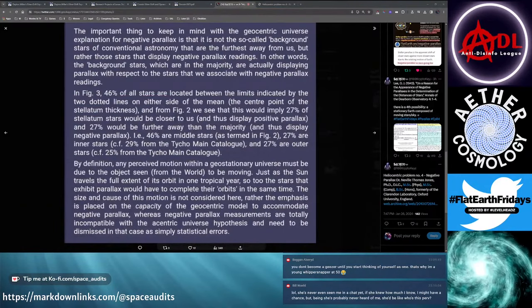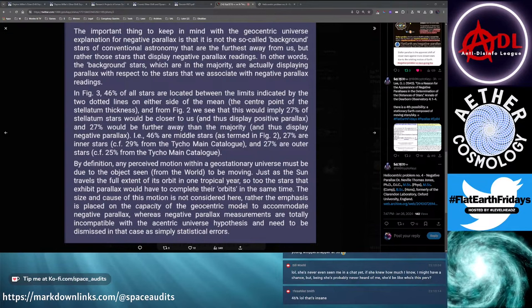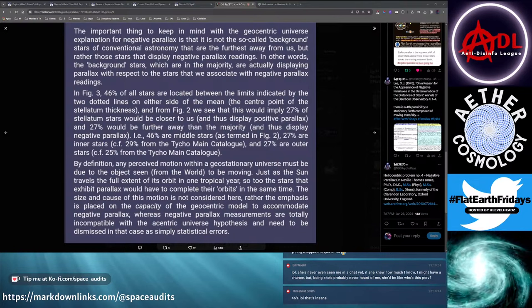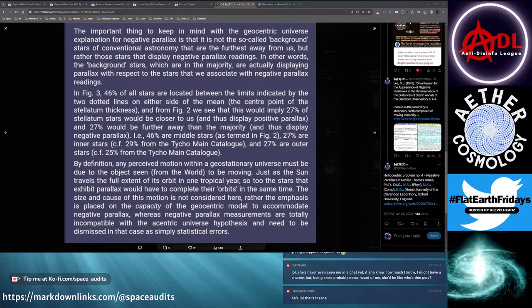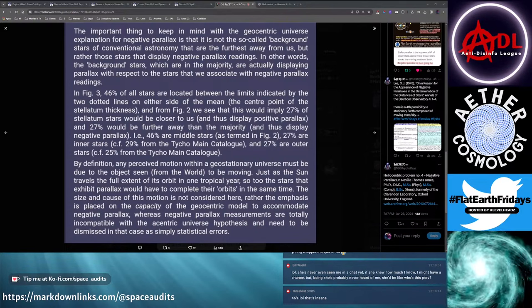46% of all stars are located between the limits indicated by the two dotted lines. And there was a figure, you can go click on the link. The center point of all stellatum thickness, we see that this would imply 27% of stellatum stars would be closer to us and thus display a positive parallax. And 27% would be further away. The 27% are inner stars and 27% are outer stars.